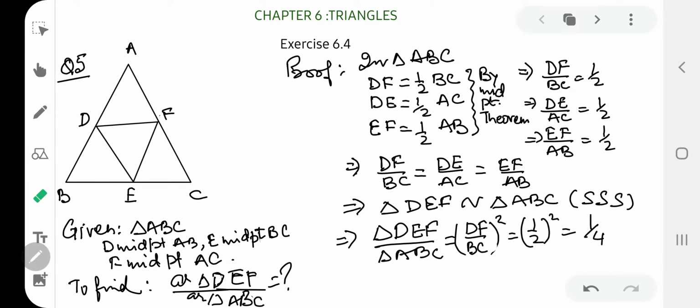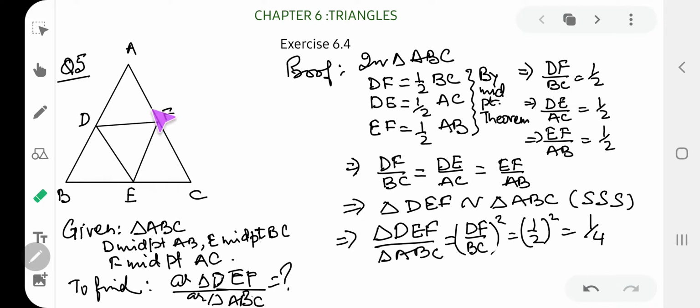Hello students. Today we will do question number 5 of exercise 6.4. In this question you are given a triangle ABC and the midpoints of its sides D, E and F are given. When you join these midpoints, the triangle is divided into 4 triangles, and in this question you need to find out the ratio of the area of the central triangle, triangle DEF, to the area of the main triangle, that is triangle ABC.